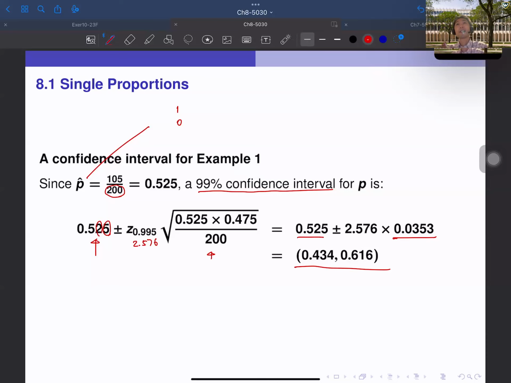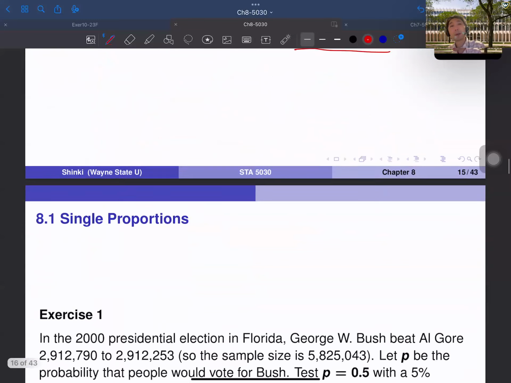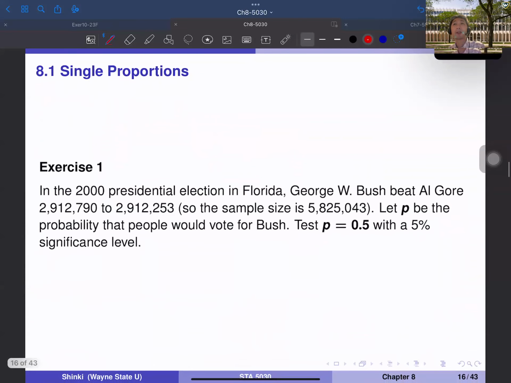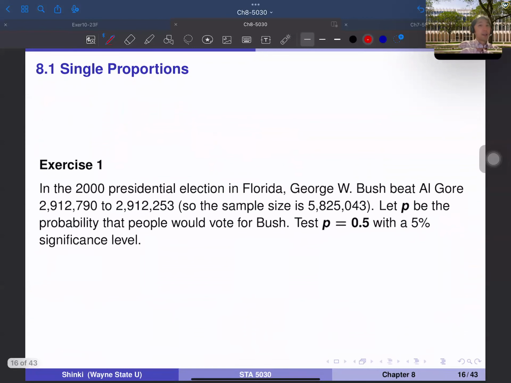So if you calculate the confidence interval for the average height of Wayne State University students, it is probably within a very small range, like 160 centimeters to 170, maybe even closer, 165 centimeters to 169 centimeters or something like that. So with binary observations, each observation has a very small amount of information. Any questions?